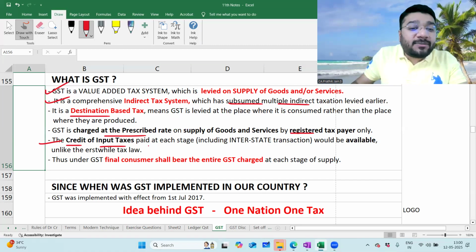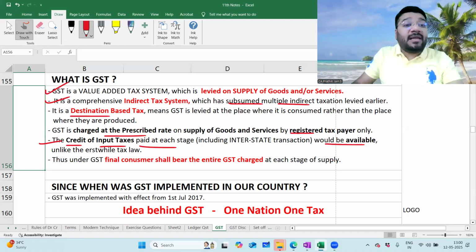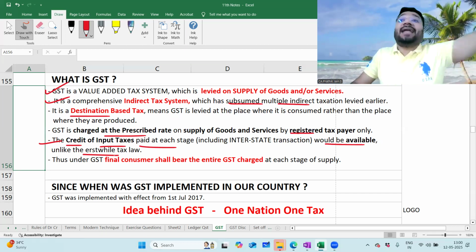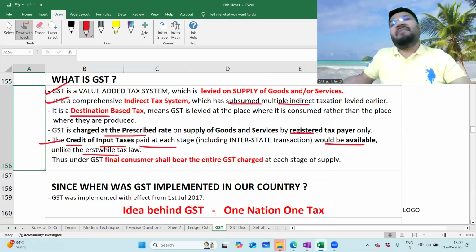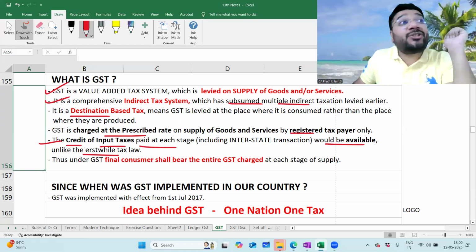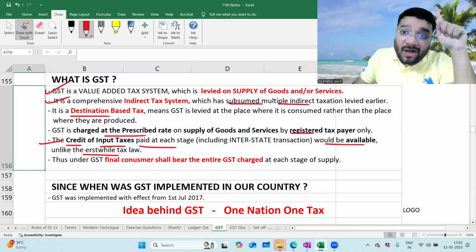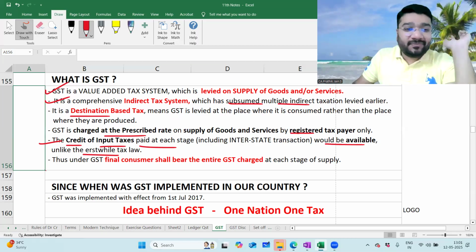So credit of input tax paid by the middleman in each stage would be available, which was not available in the erstwhile, means earlier tax regime. For CST, excise and certain things, the input was not available. Now everything input is available. And because of the input being available, what is the advantage to the end customer? The final cost of the product reduces for the customer.